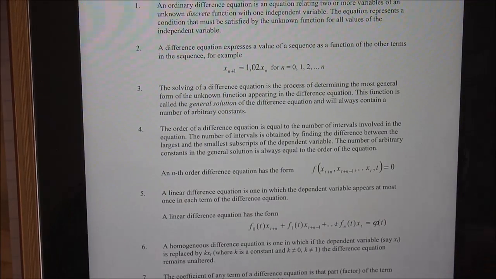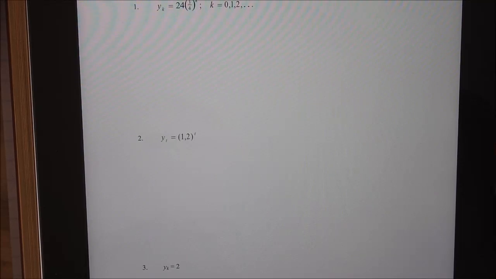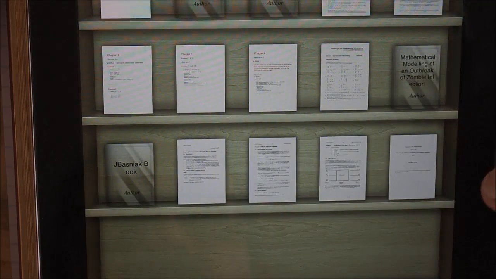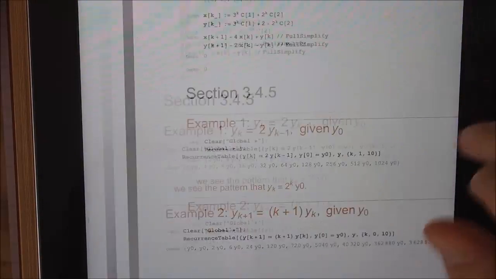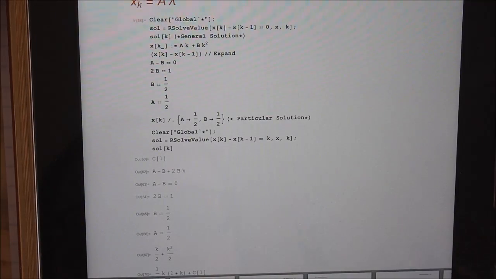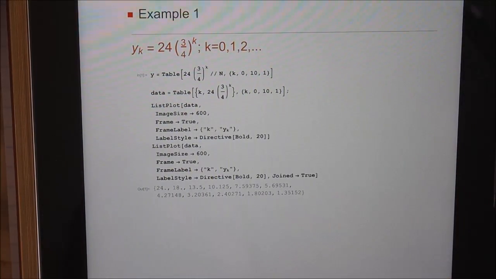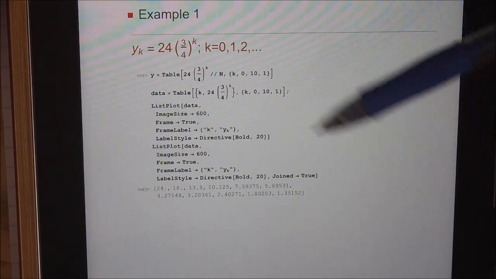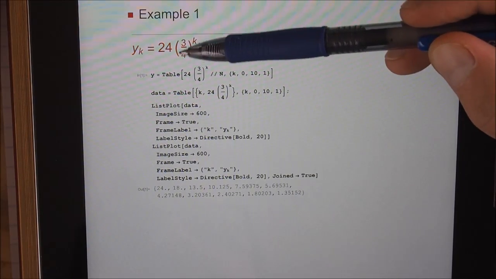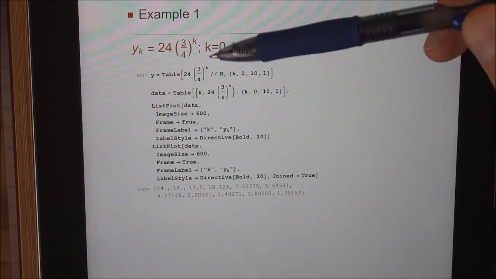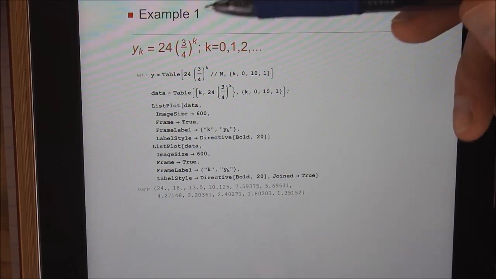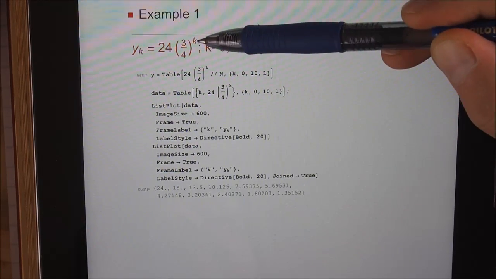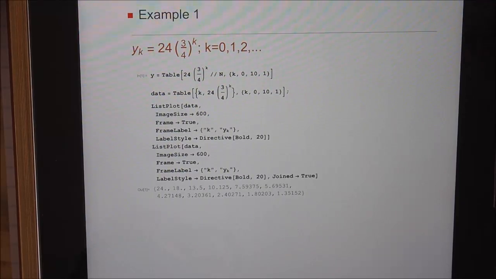So, discrete functions. Here are some examples of discrete functions, and what do they look like? I've got my mathematical notebook here for chapter 3, and let's see what these functions look like. First example, we say that y_k is a discrete function equal to 24 times (3/4)^k. As k increments, I'm going to be taking 3/4 to the power of higher numbers: 0, 1, 2, 3, 4. So expect this to decay, because 3/4 is less than 1, and a number less than 1 raised to higher powers will get smaller and smaller.